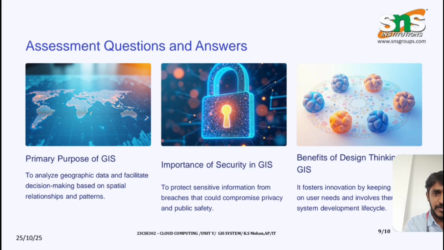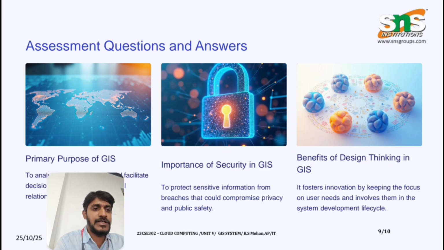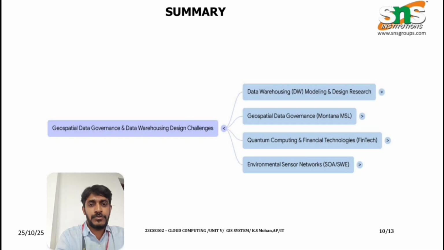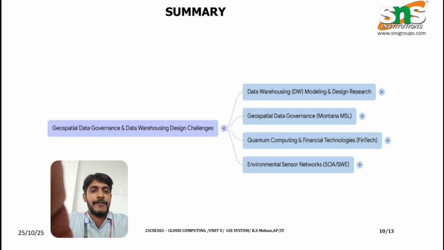What is the primary purpose of GIS? From this assessment we can understand what topics are covered in this presentation: the importance of security in GIS, and the benefits of design thinking in GIS. The main benefit is innovation by keeping the focus on users' needs and involving them in the system life cycle. Then geographical data governance, data warehousing and design challenges are major things.